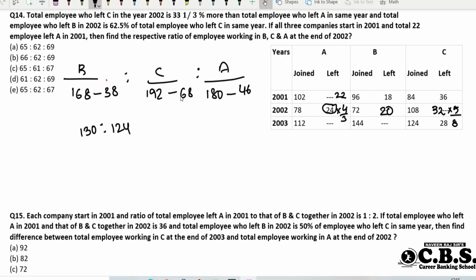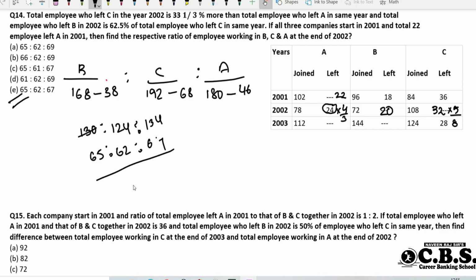Okay, it's clear. 108 plus 92 is how much? It is 124. Next, A value is how much? 124, nothing but what? 134. 134. Two tables: 265s, 262s, 267s. 65 is to 62 is to 67.